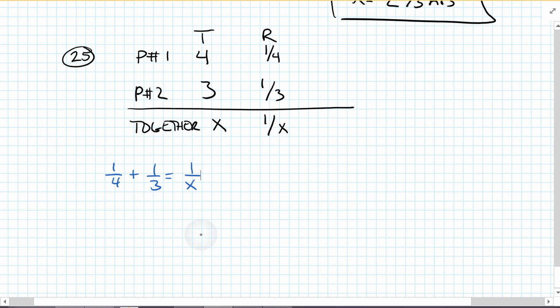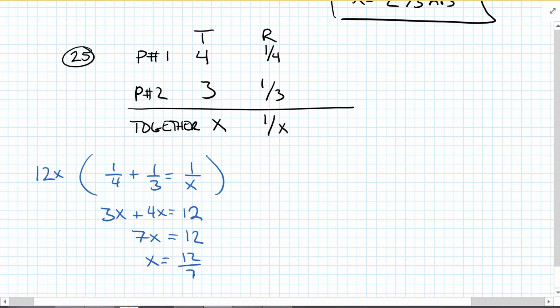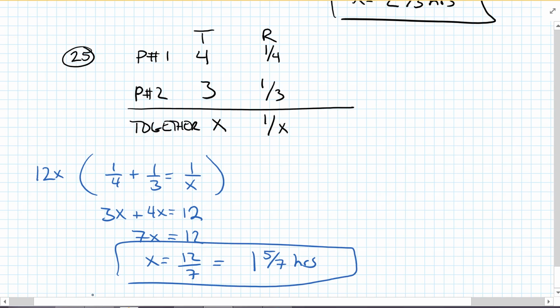Multiply everything by 12x. That's the LCD. So it's going to be 3x plus 4x equals 12. 7x equals 12. X equals 12 over 7, which would be 1 5/7 hours. See how we're putting rate and time together now? All right, next problem.